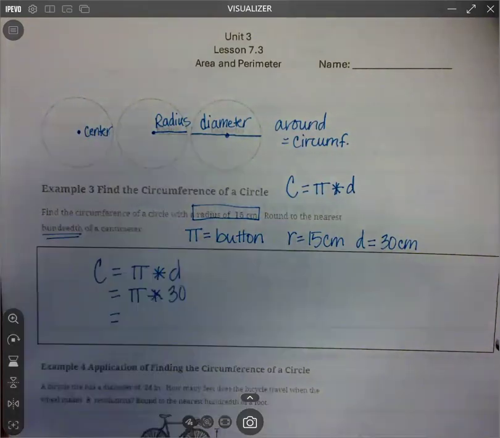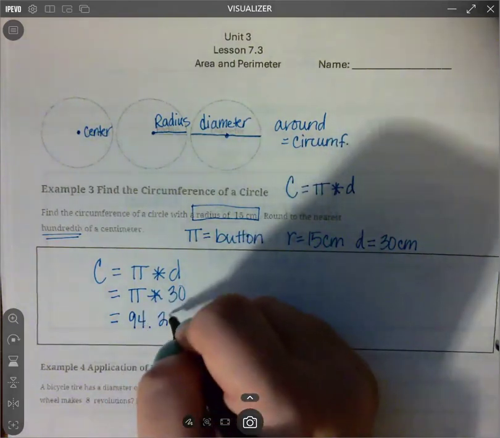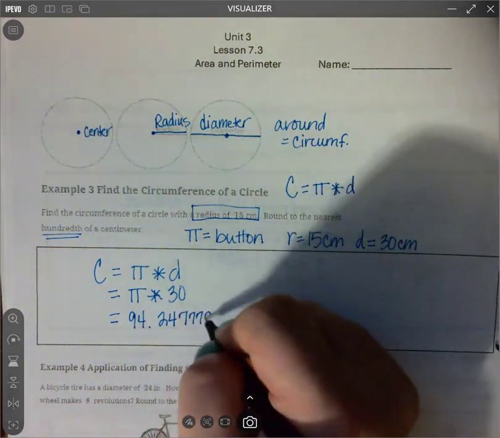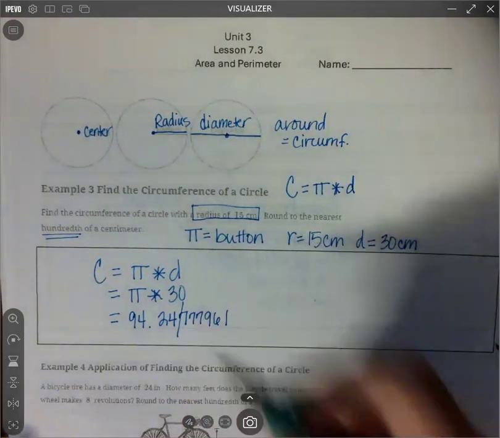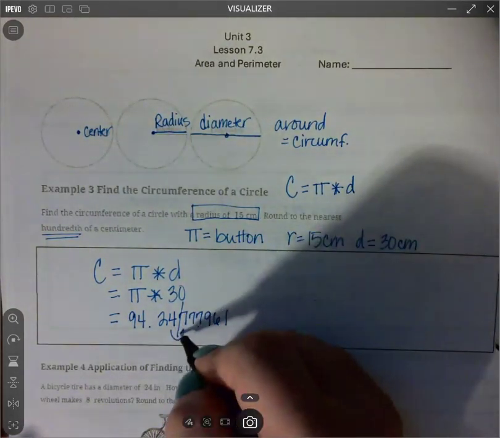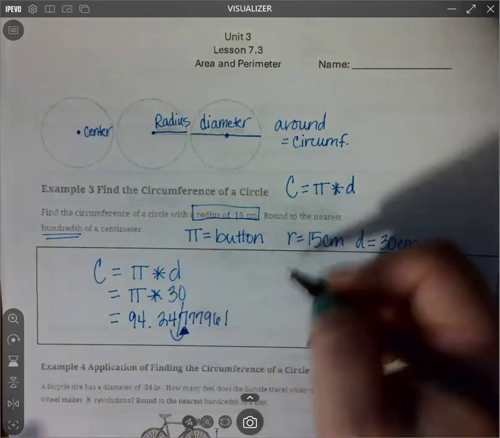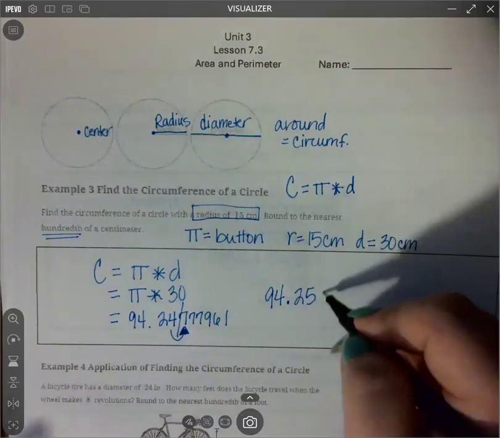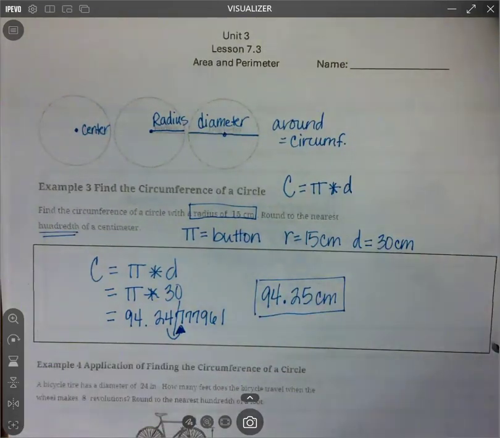So if I take the pi button times 30 on my calculator, I get 94.24777961. And if we want to round it to hundredths place or 2 decimal places, then we look to the number after. It is over 5. So 5 or higher, we round up. So 94.25. And again, it is a distance. So centimeters will be our label.